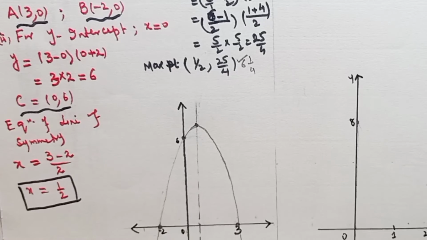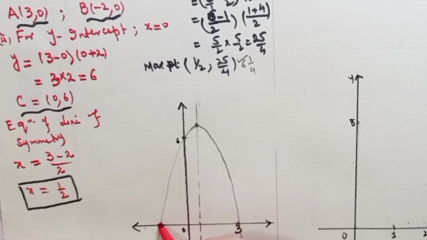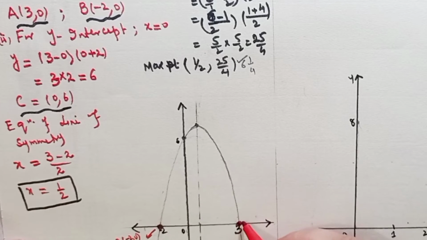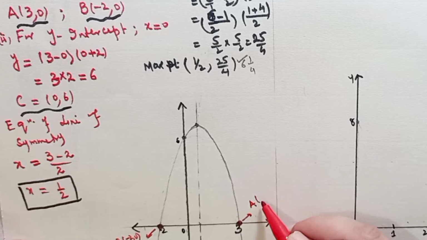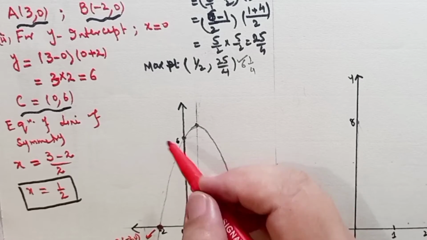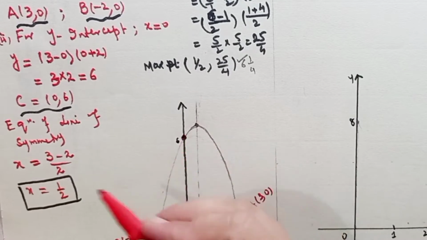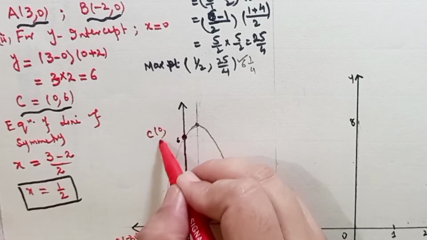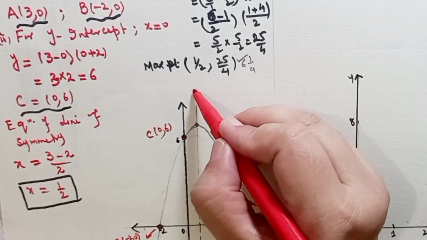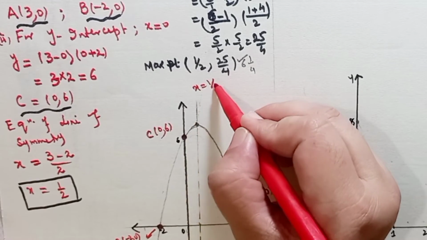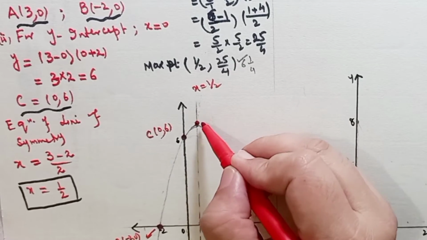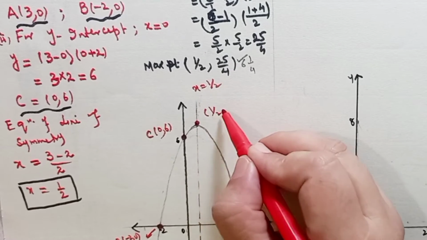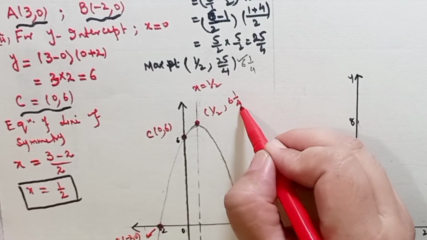Okay, and now let me mark and highlight my x-intercepts. This is point B, minus 2 with 0. This is point A, that is 3 with 0. This is point C. This is 0 with 6. And x equals to 1 by 2 is the line of symmetry, and this is the maximum point, which is half with 6 whole 1 by 4.